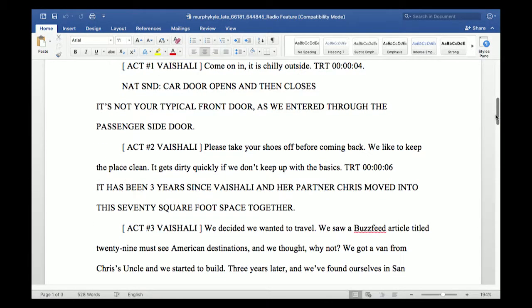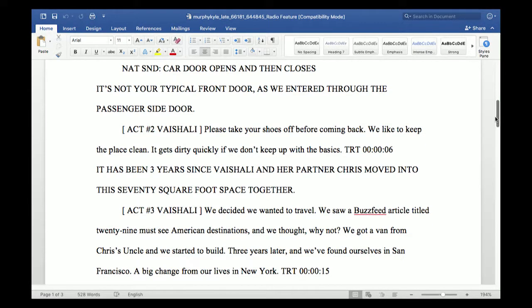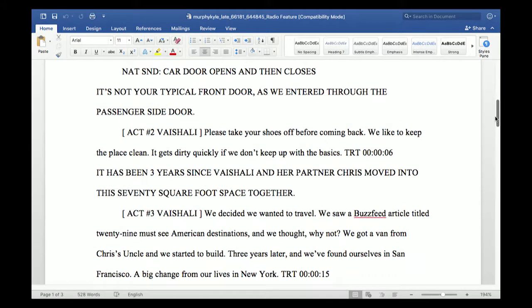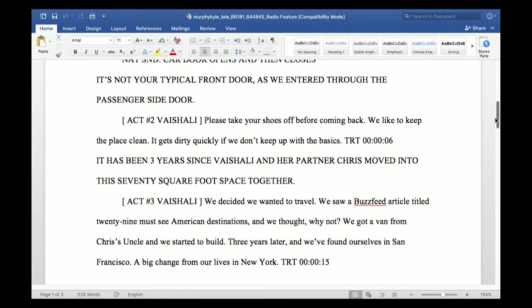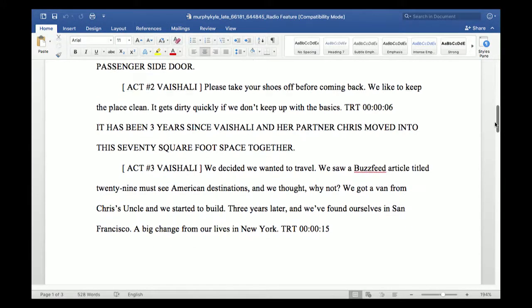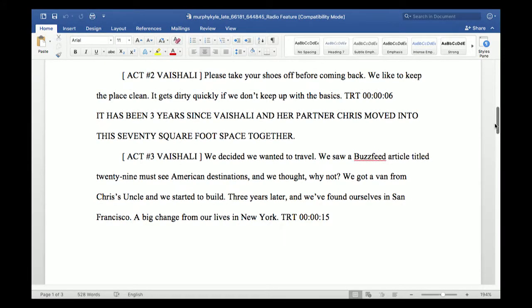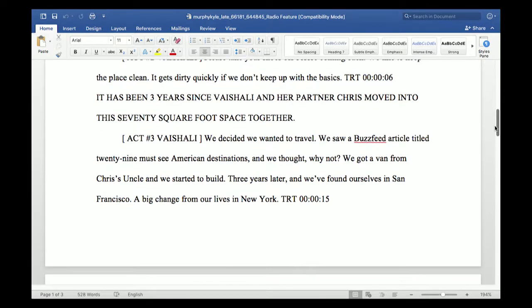Kyle sat down with one self-declared van dweller to see what life was like inside their mini mobile home. Come on in, it's chilly outside. It's not your typical front door as we entered through the passenger side door. Please take your shoes off before coming back. We like to keep the place clean. It gets dirty quickly if we don't keep up with the basics.